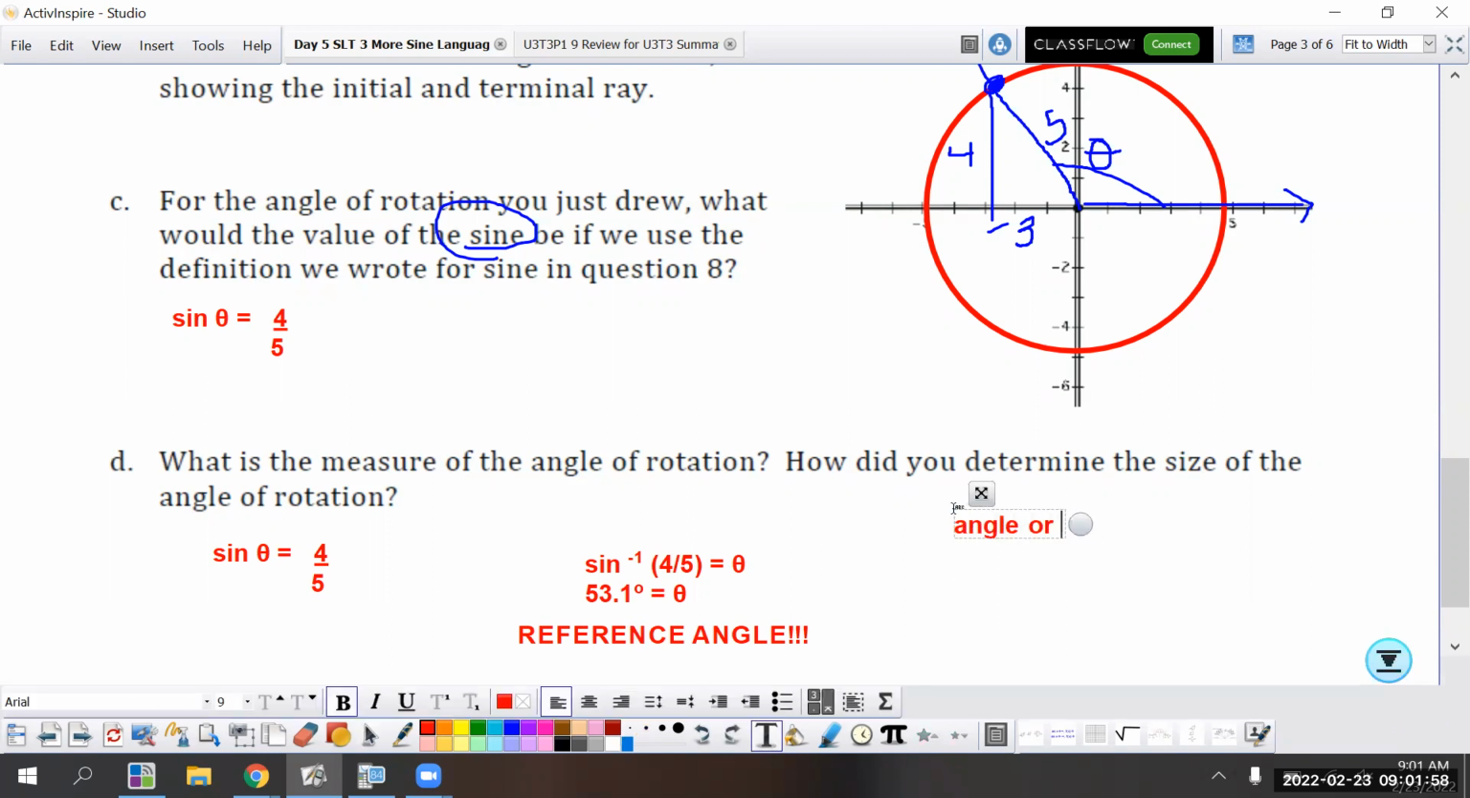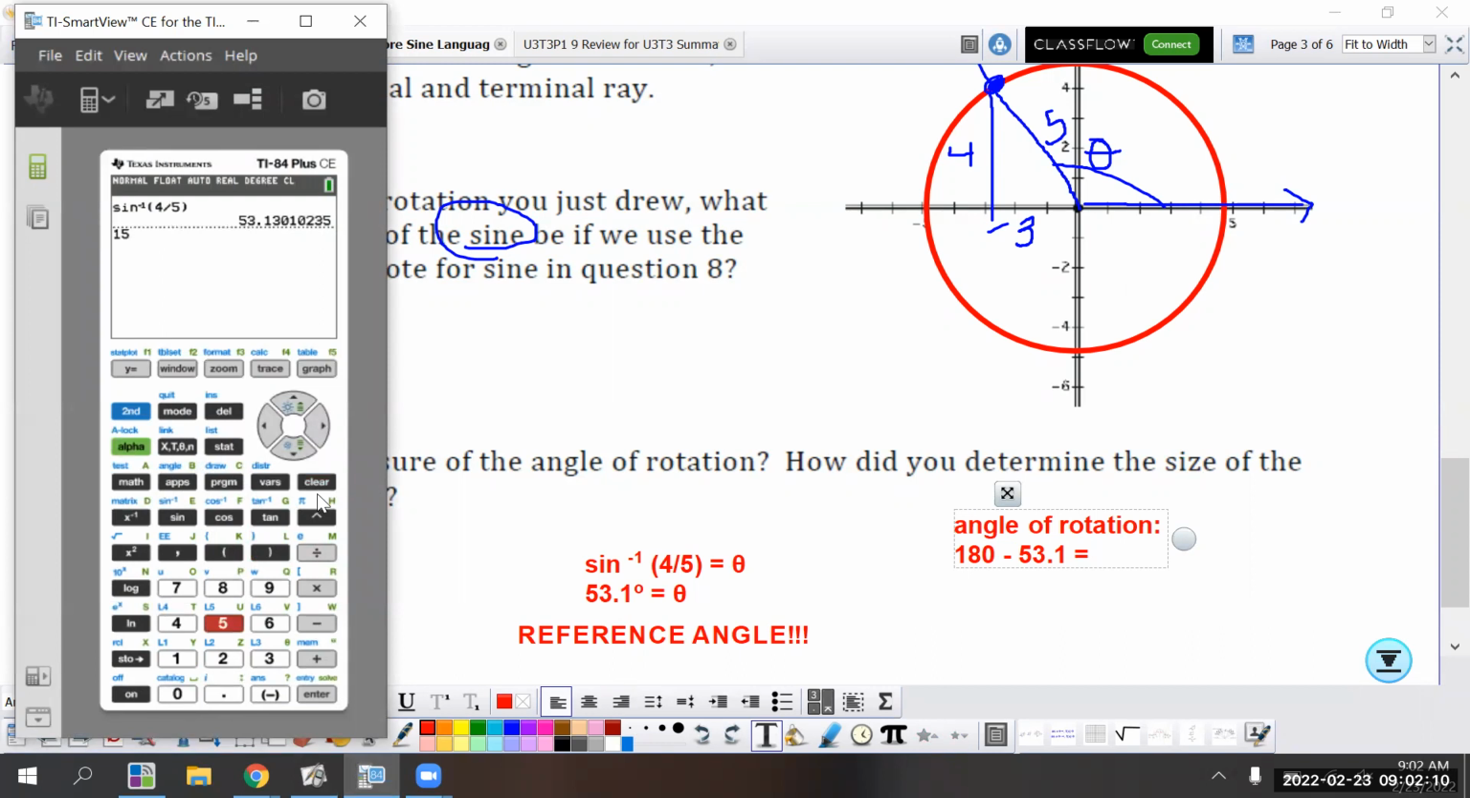So to find the angle of rotation, I'm going to do 180 minus 53.1. And we get 126.9 degrees. So look at our picture. Does it make sense that this angle would be 126.9? It does. That makes sense.